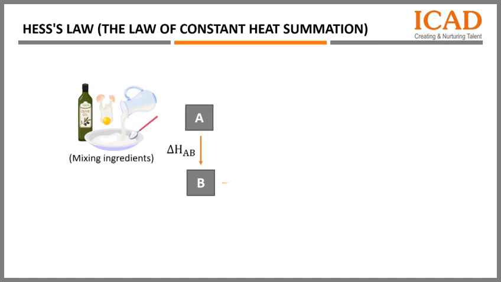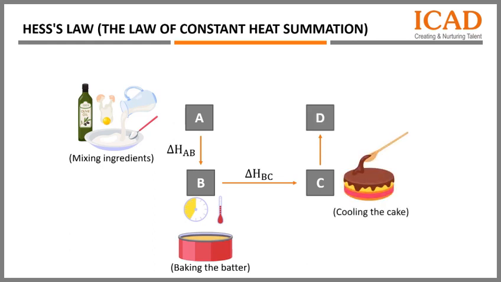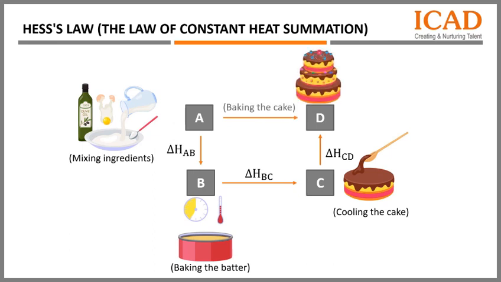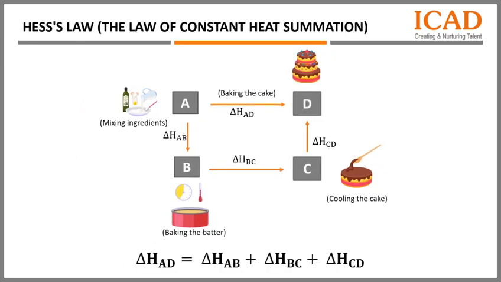and cooling the cake. Each step involves specific heat changes contributing to the overall enthalpy change of the process. By applying Hess's law, we can break down the baking process into individual steps and analyze the heat changes associated with each. Finally, we can find the total enthalpy change by summing these individual enthalpy changes.